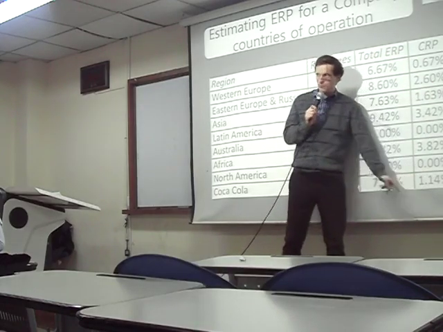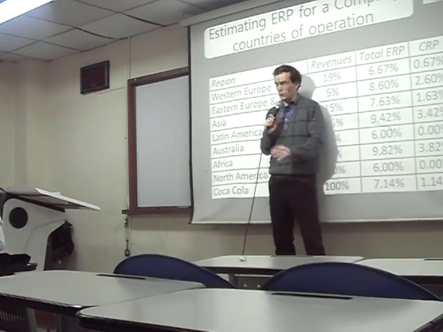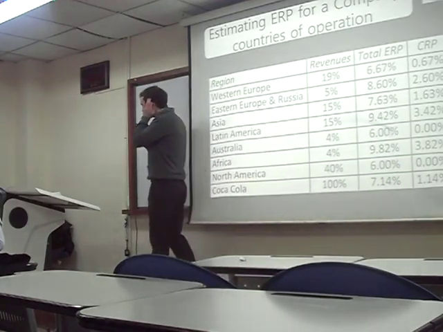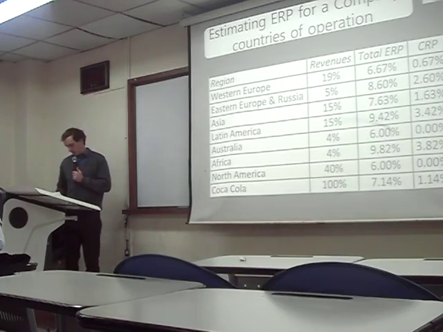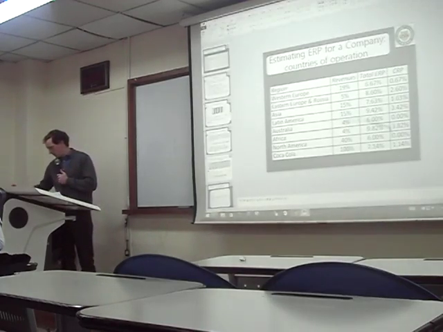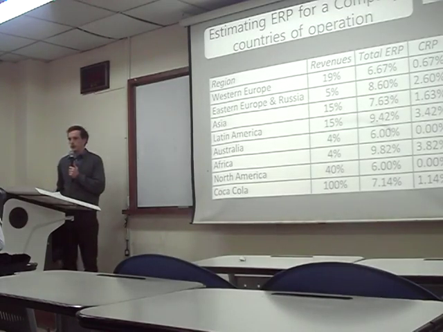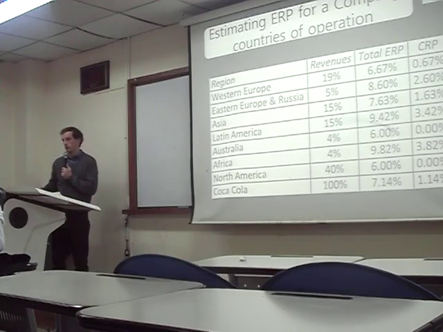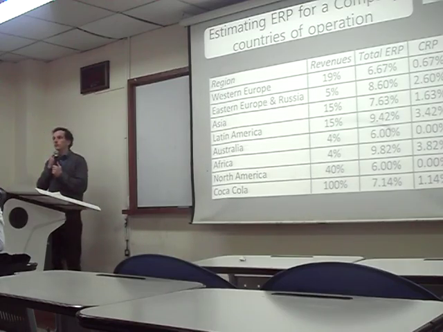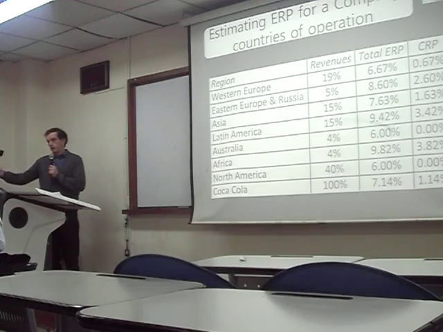So Coca-Cola's total one is going to be 7.14, okay? So 7.14 is the weighted average of all of the total ERPs, or we can find the country risk premium, 1.14, and add that to the US one, 6. 6 plus 1.14 is 7.14. So that's how we do that. Do you have any questions about that?